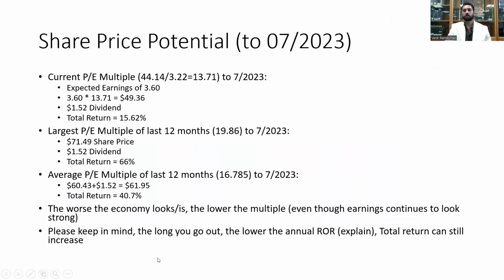Okay, guys, so this is what you have to keep in mind. This is how a PE multiple works. The worse that the economy looks in the future, the PE multiple is going to shrink. Why is that? Because the PE is price over earnings equals a certain multiple, right? If the economy is struggling, companies are going to make less money, which means that earnings is going to go down in that ratio, P over E, which means that share price also has to go down to account for that. Okay.